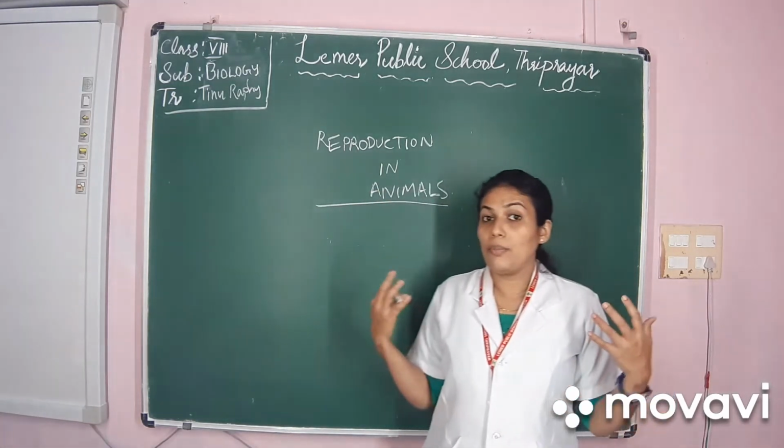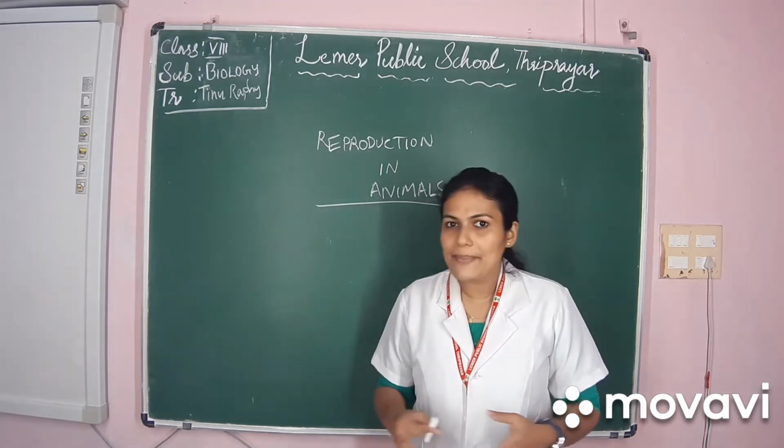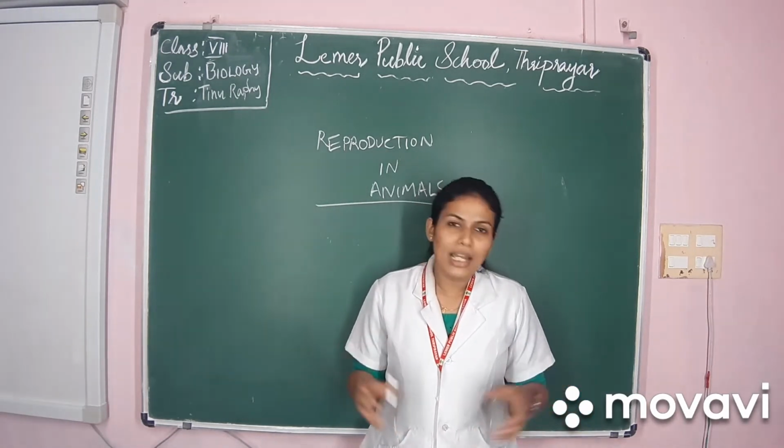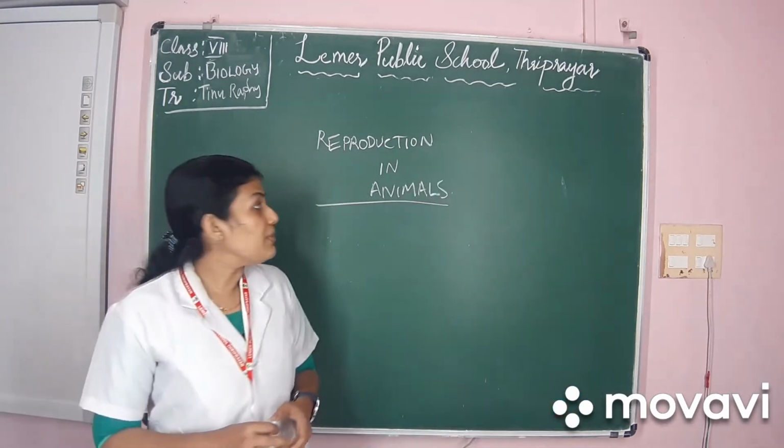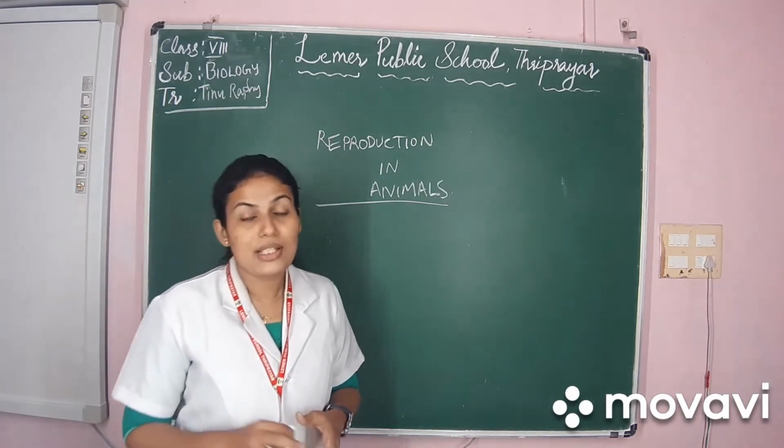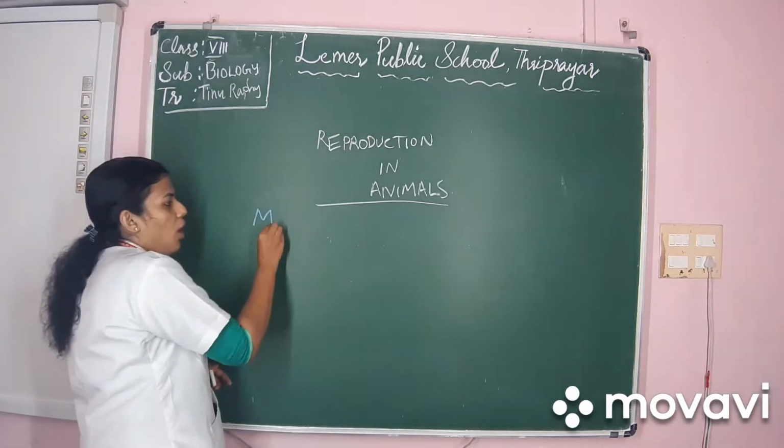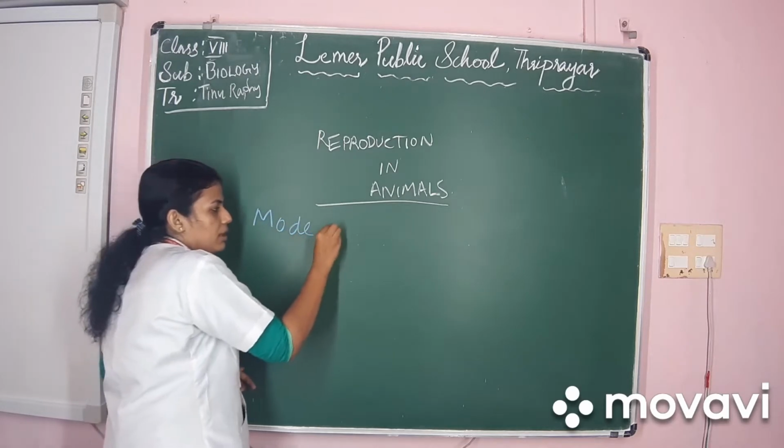Let's learn about the mode of reproduction in animals, humans. Let's learn about the type of reproduction also. The first topic that comes in this chapter is the mode of reproduction.